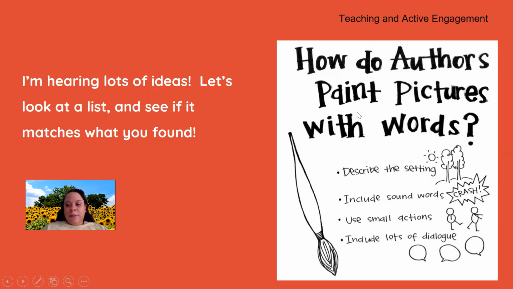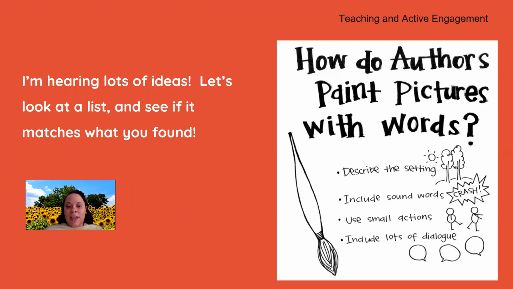So how do authors paint pictures with words? They describe the setting. So they use descriptive words and describe where it was taking place, which I think they did because they talked about snow, I believe. They included words like whoo. Sound words. I'm sorry, I forgot to say sound. They included sound words. Okay, they made the owl go whoo.